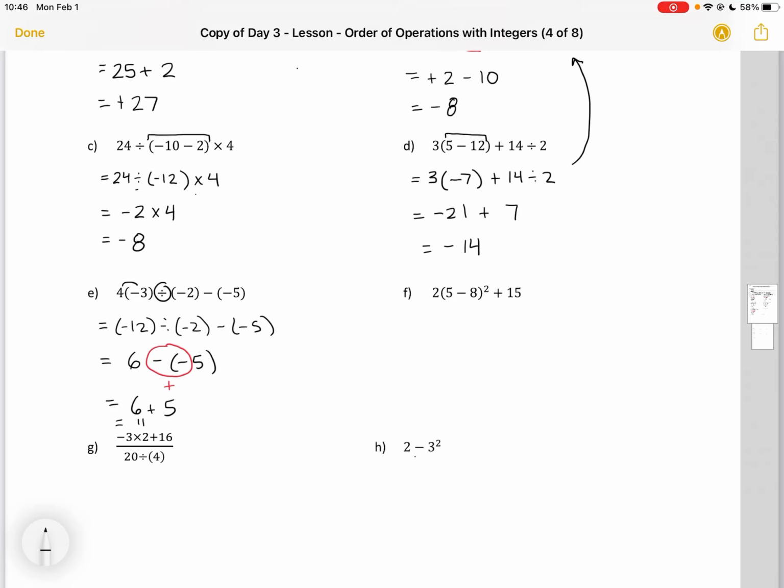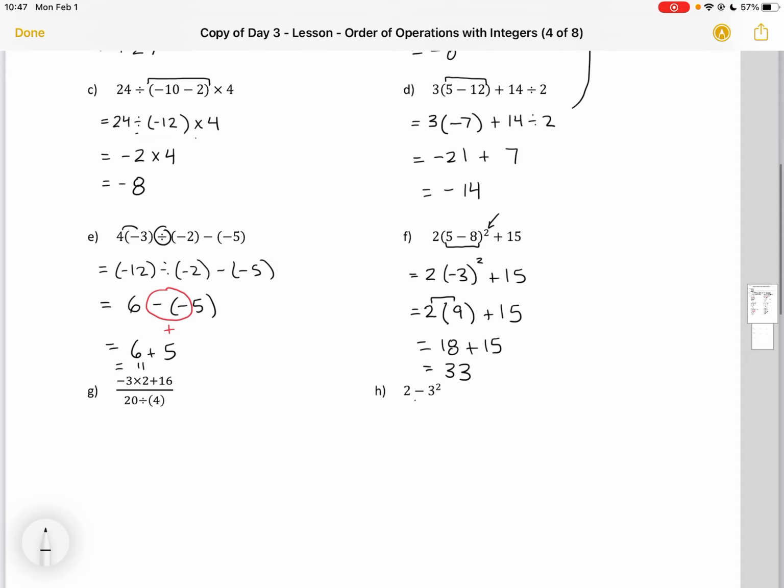Example F. Now I'm adding a new wrinkle here. We've got an exponent. We still need to do our brackets first, so let's go ahead and do that subtraction. 5 minus 8 is minus 3 squared plus 15. Next on my list is to do the exponent. So I've got 2 times minus 3 squared, which is minus 3 times minus 3, which is going to give me positive 9. Next on my list is to do the multiplication. 2 times 9 is 18 plus 15, which is going to give me 33.